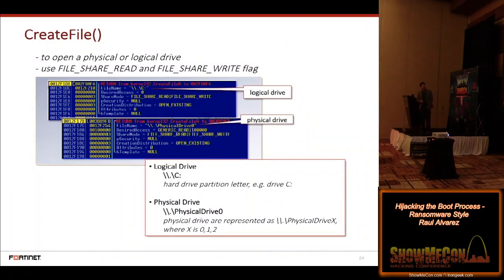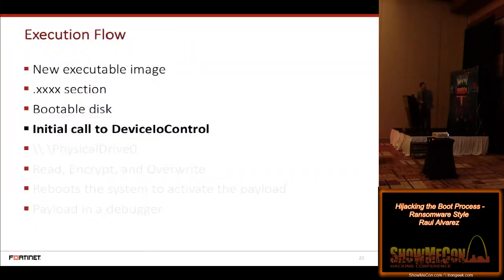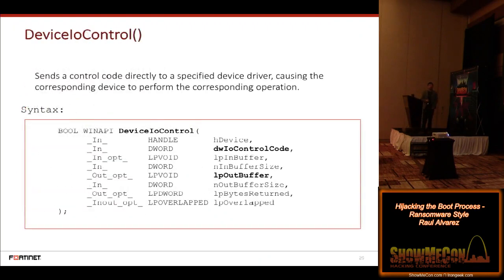Okay, using this, it checks for the physical drive. This is like checking if the file exists. But this one is the name of your drive. The initial call for device IO control is only to check if your hard drive is accessible. If your hard drive is not accessible by the malware, it will just exit.